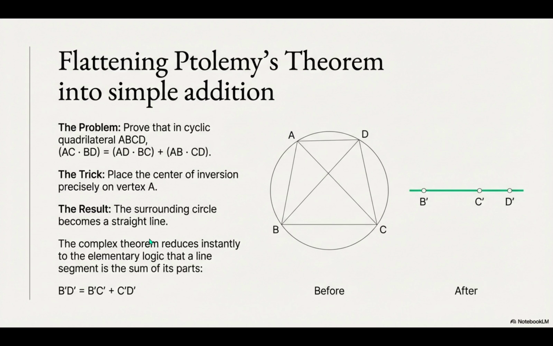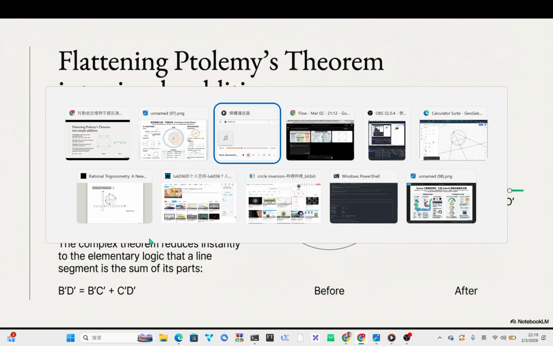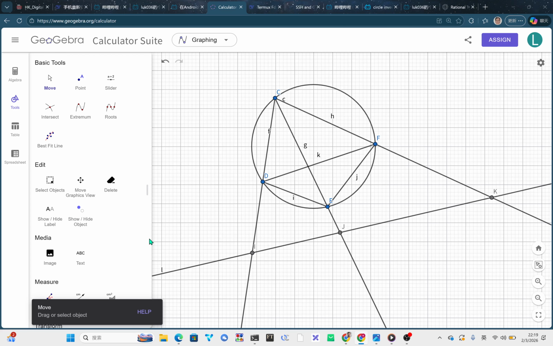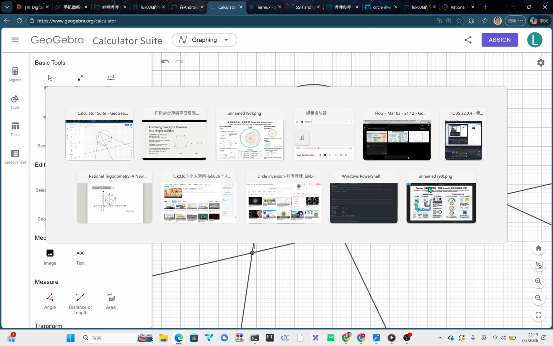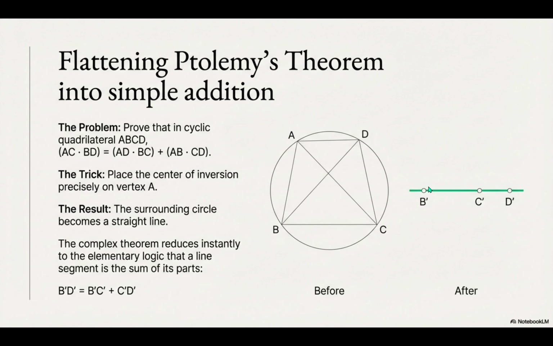It's brilliantly simple. You take your center of inversion, our magic point O, and you place it precisely on vertex A of that four-sided shape. Okay, so the center of our mirror is now sitting right on one of the corners. But since that corner is touching the surrounding circle, that means the surrounding circle passes right through the center of our inversion. And what is our golden rule? Any circle passing through the center of inversion becomes a straight line. So that entire surrounding circle gets completely flattened.